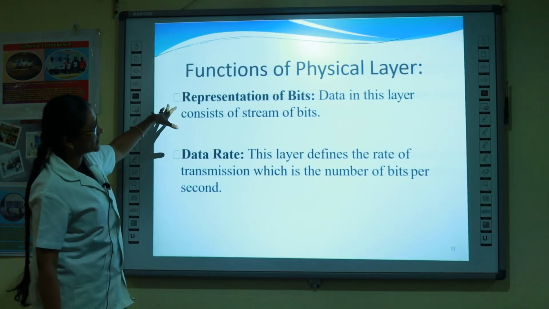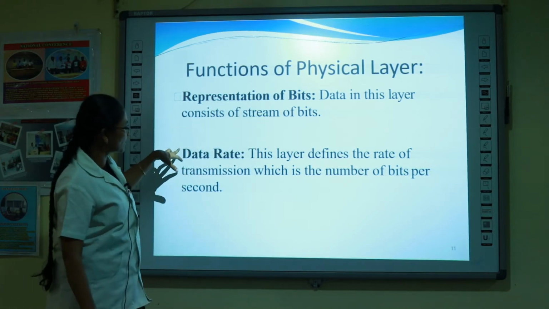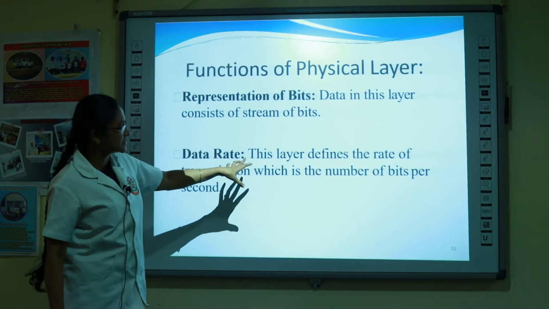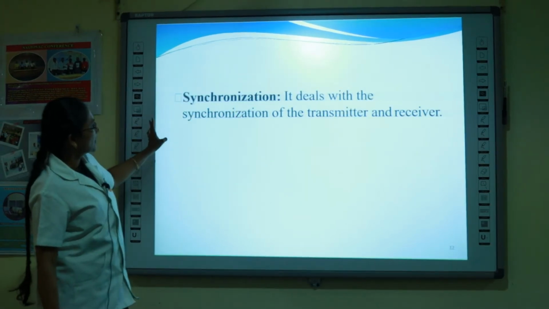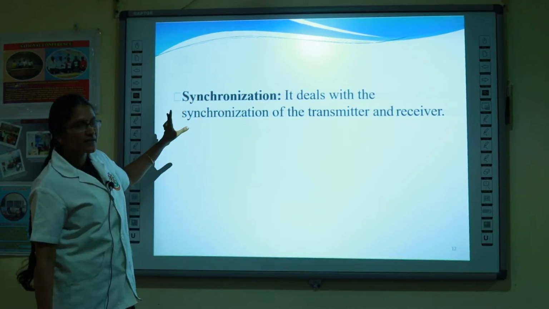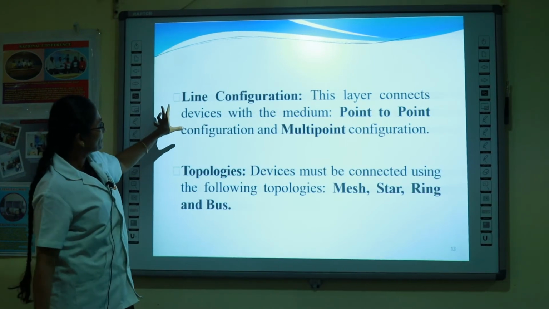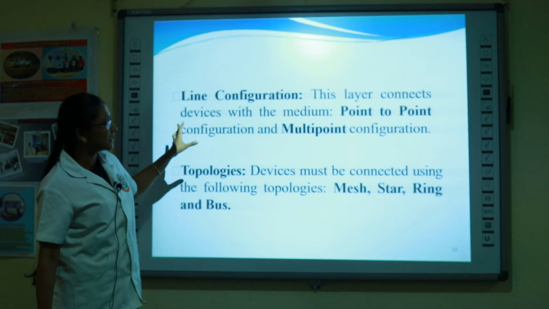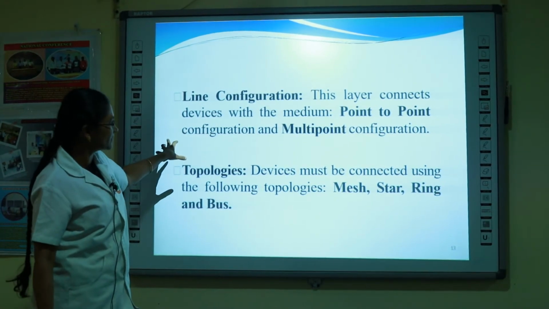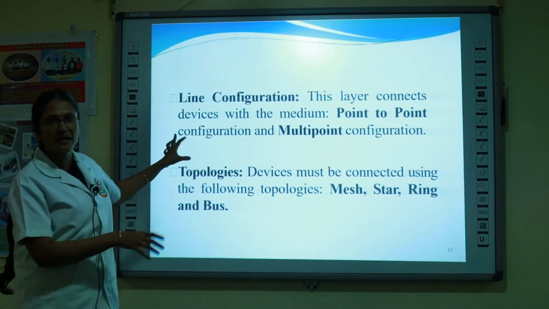These are the remaining functionalities of the physical layer. The representation of bits in the form of zeros and ones, and the data rate, which is how much data is transmitted within a second. Next is synchronization between the sender and the receiver; it provides the clock between both. And line configuration: the physical layer mainly deals with 2 types of configuration, point to point configuration and multi-point configuration. At the same time, the physical layer maintains the topology.